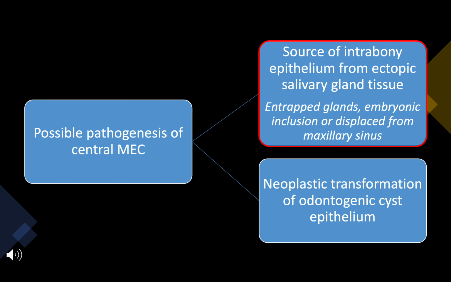There are two main hypotheses of possible pathogenesis for central mucoepidermoid carcinoma. Firstly, the source of epithelium is from ectopic salivary gland tissues, which could be due to entrapped minor salivary glands, embryonic inclusions, or displacement from the maxillary sinus. Secondly, it could be neoplastic transformation of odontogenic cyst epithelium.